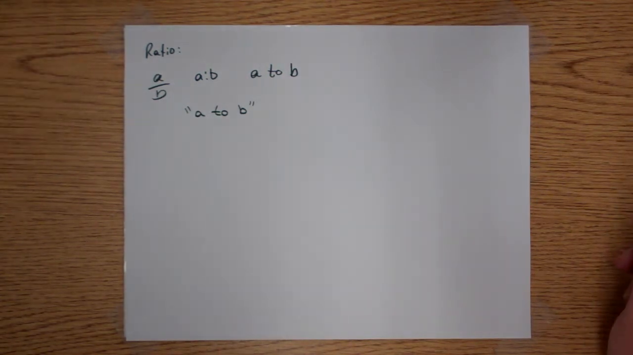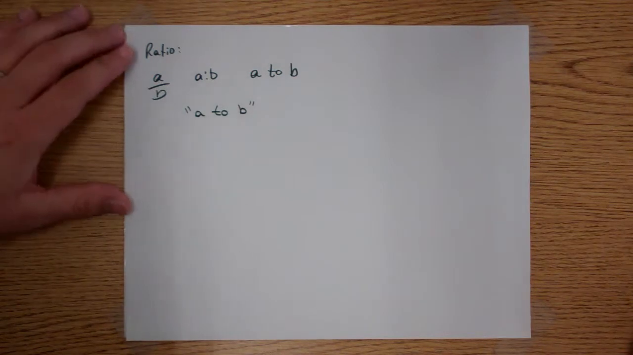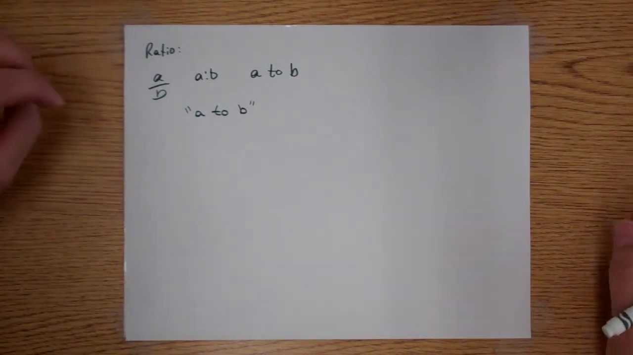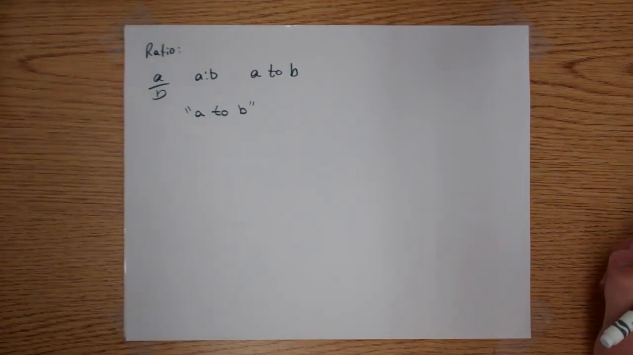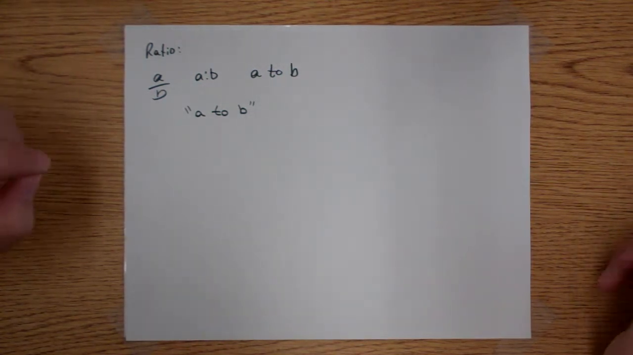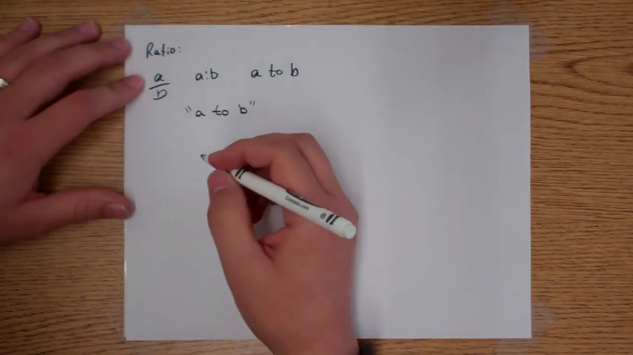Now, with ratios, they're always fractions, so you'll never have mixed numbers. If you have mixed numbers that you're trying to compare, and you want to use a ratio, you need to take the mixed numbers, convert them to improper fractions first, and then do the comparison.